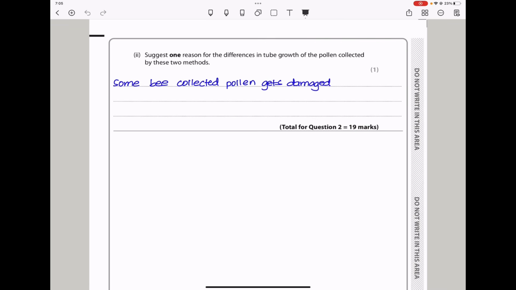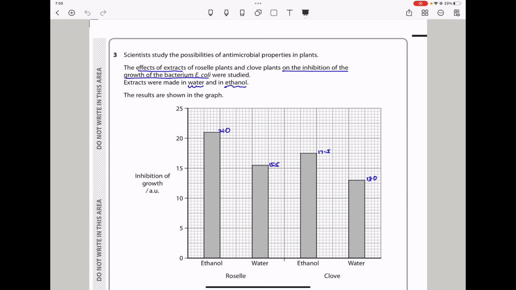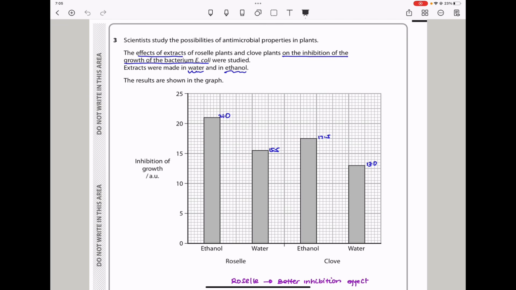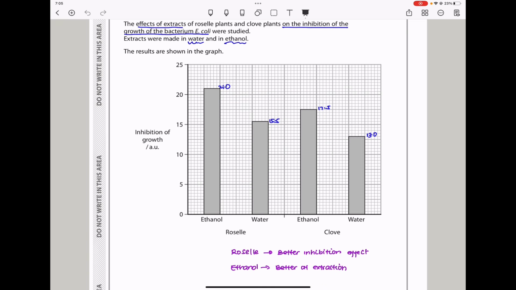So this brings us to the end of question 2. Let's continue to question 3. In question 3, they say scientists study the possibility of antimicrobial properties in plants, and the effect of extracts of roselle plant and clove plant on the inhibition of the growth of the bacterium E. coli was studied. The extracts were made in water and in ethanol, and the results are shown in the graph.